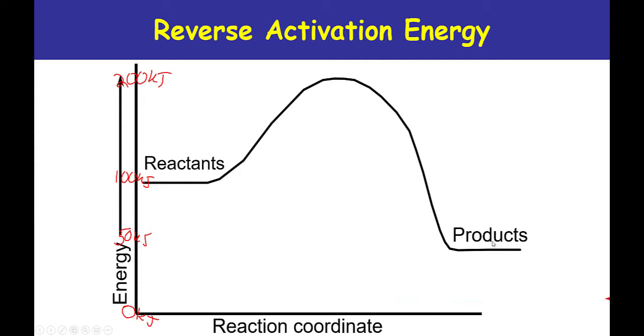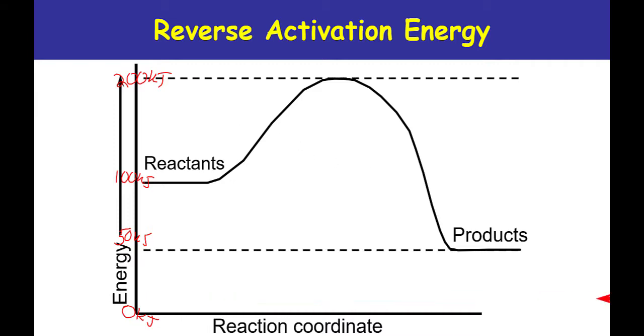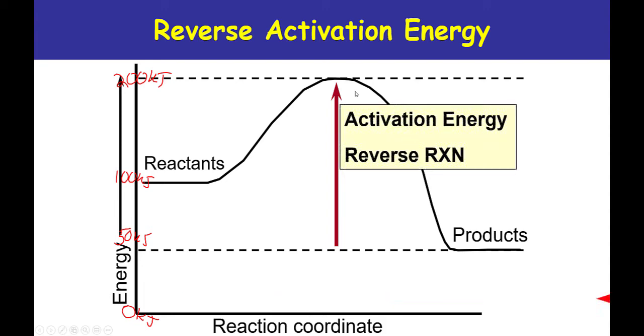Well, how much energy do the products have? They got about 50 kilojoules. And what do I need to initiate that reaction? I need 200. So my reverse activation energy is actually 150 kilojoules, and we can label that with an arrow. It is that distance from the products to the activated complex. It is a robust 150 kilojoules.